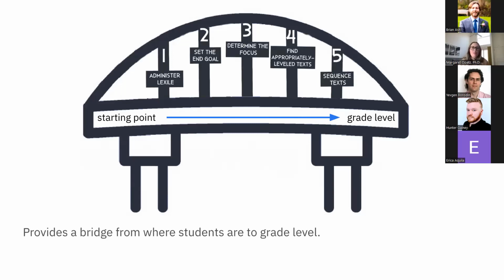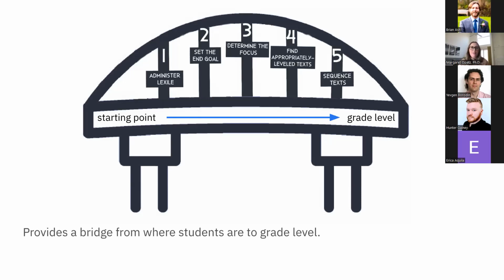So the way that schools have done this is they've administered Lexile, and then they've set this end goal to say, okay, here's where our students are at, and here's where we want them to be. So they've used the end of grade level expectation and set that as their end goal. So they're really using this like backwards design model to be able to support students in reaching grade level proficiency by the end of the year, according to Lexile.